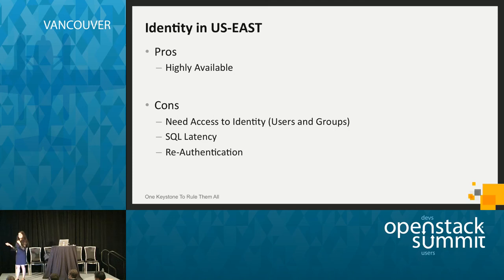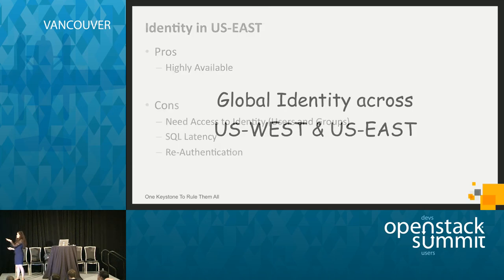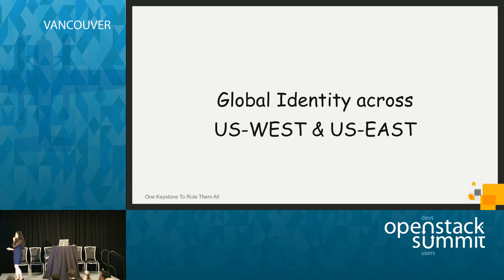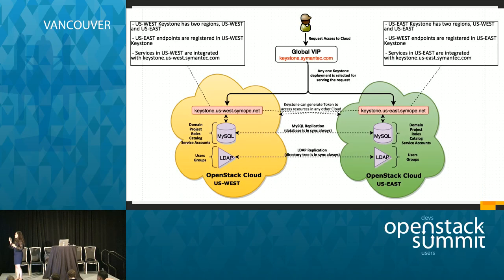If you use federated identity, then you don't have to replicate your identities. So we took one step further, and this is what we have in vision. We haven't implemented this, but this is what we want. We want a global Keystone endpoint, which should be accessible and based on where the requests are coming from.